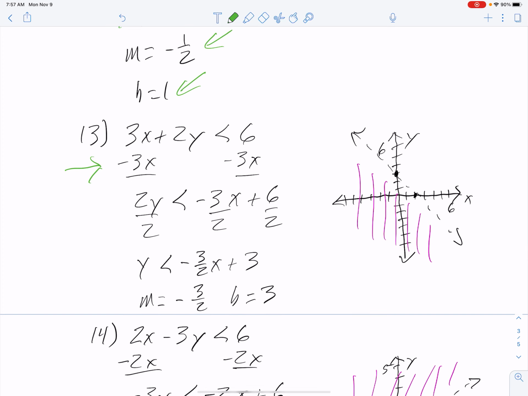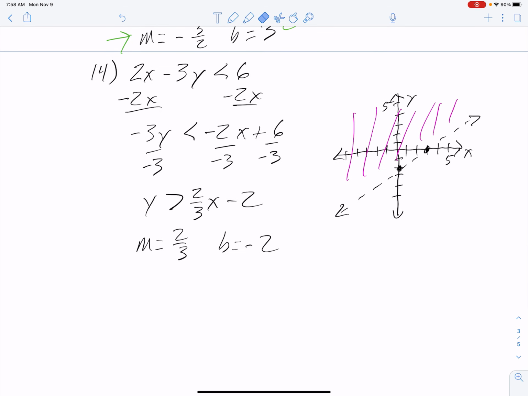Number 13, I subtract 3x from both sides. I divide everything by 2, getting my slope of -3/2, my y-intercept of 3. So I graph my y-intercept at 3. For the -3 in the slope, I go down 3 units. For the +2, I go to the right 2 units. Since it's less than, I know I'll have a dotted line shaded below.